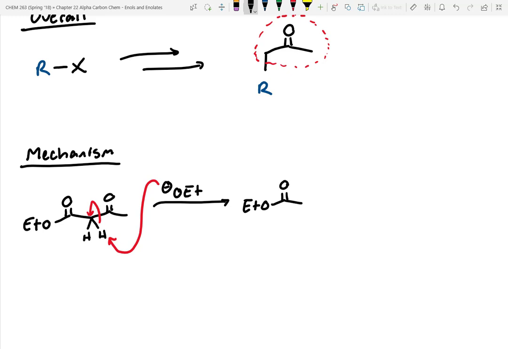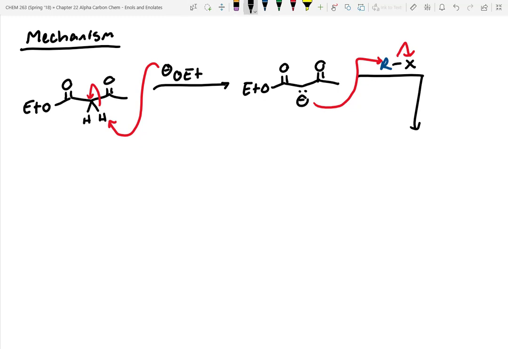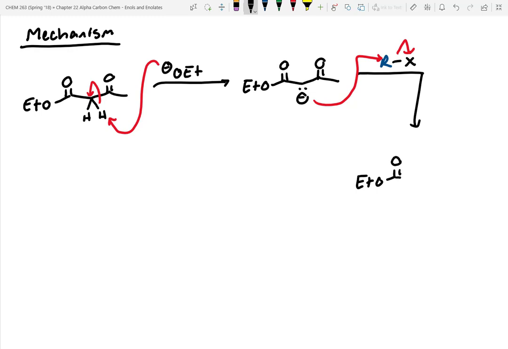The alpha protons in the middle are way more acidic than the alpha protons on the outside, so it's not even going to be close. Yeah, good question. So those interior alpha protons are double resonance stabilized. They're going to get plucked off first. And then in step 2, just like we saw before, this is going to do a substitution reaction with our alkyl halide. So our enolate's going to attack, kick off our leaving group. Now we've got this R group hanging off here.